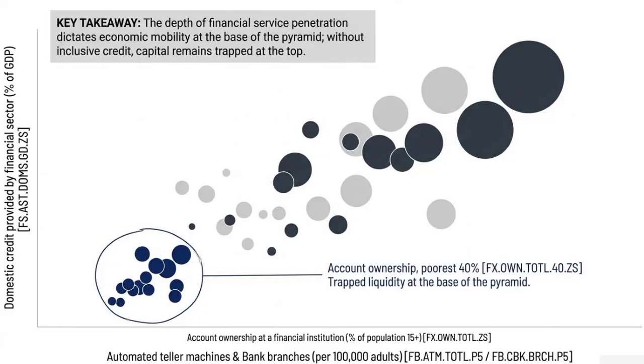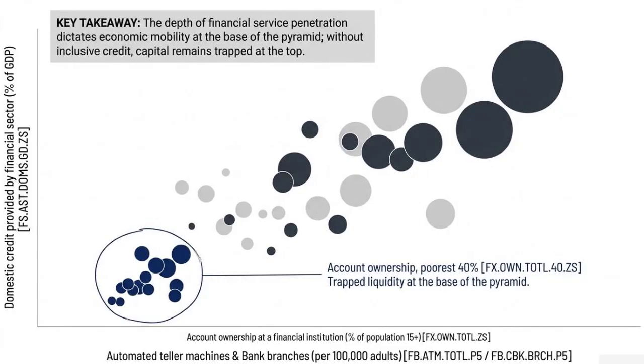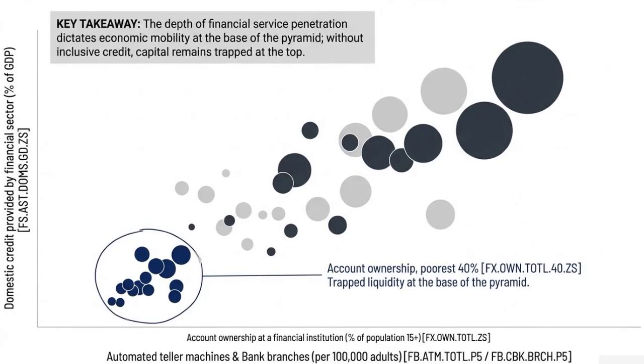Exactly. His only option is the informal shadow economy. A local moneylender charging predatory interest rates, perhaps 50 or 60%. The cost of capital for this farmer is so astronomically high that he cannot afford the pump. His crops fail, he remains in poverty.